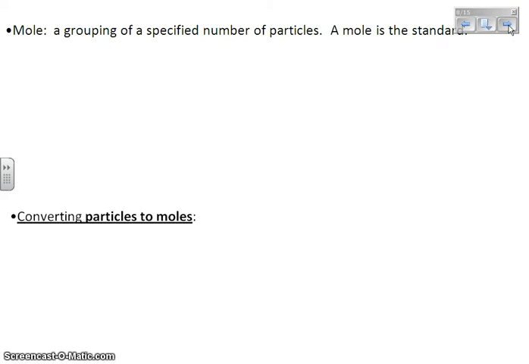When we talk about how much stuff is involved in a compound or a molecule, we have to use a standard unit of measure, okay? And that standard unit of measure is called a mole.